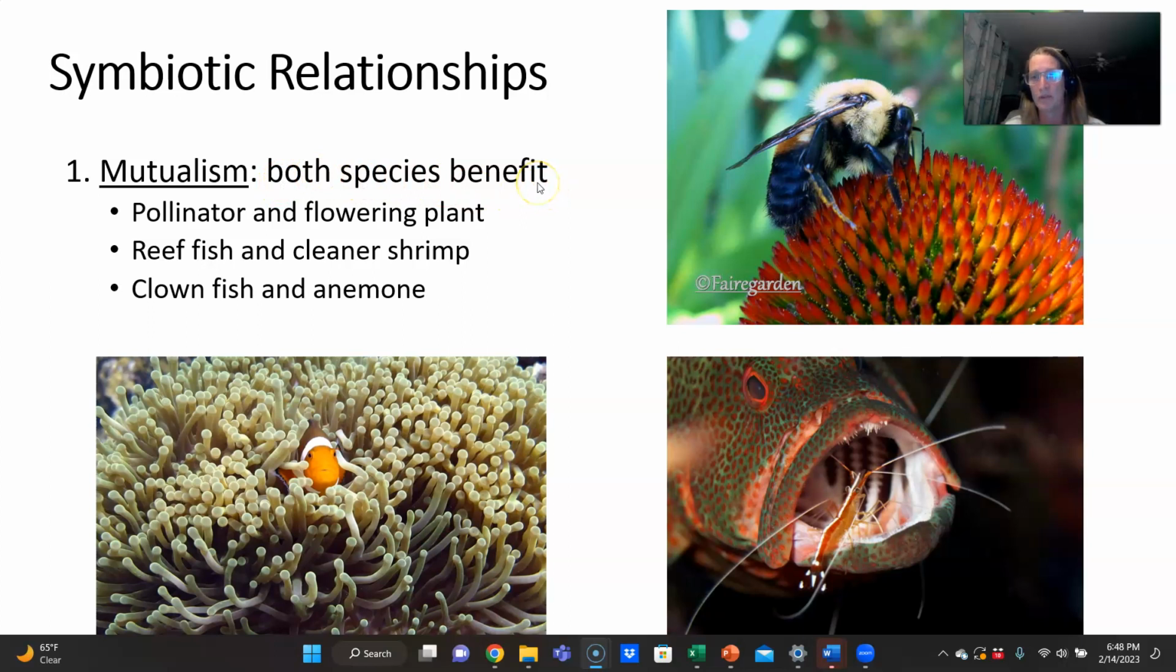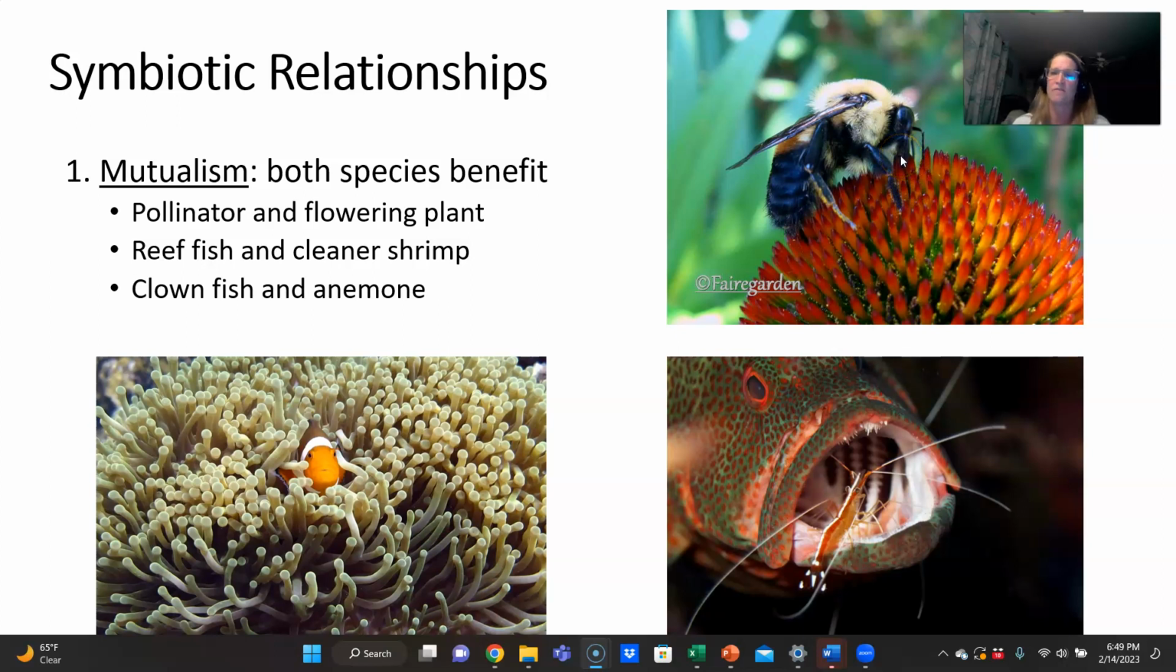So there's so many examples of this, and I don't want to go into too many details, but we'll talk about these three. So in this first example, we see a bee, and the bee is pollinating a flower. And both species are going to benefit from this relationship. So the bee is getting nectar from the flower, and it's using that as food.